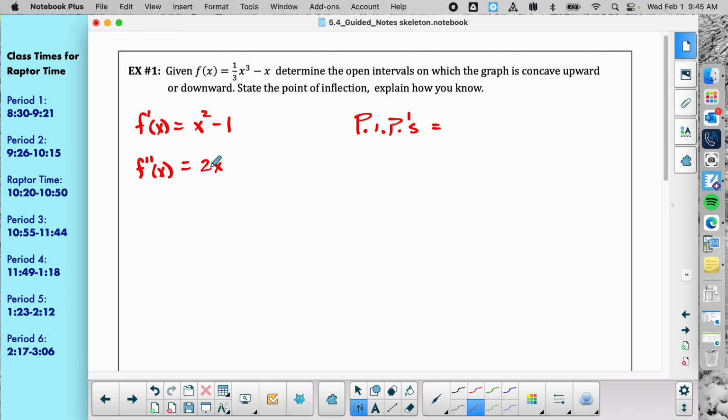So equal to 0 or undefined, well, equal to 0 would happen at x equals 0. So we have a pip at x equals 0. And we'll get to inflection points. I find it easier to explain how to find information first. Okay, so we're going to do this identical to the first derivative test.